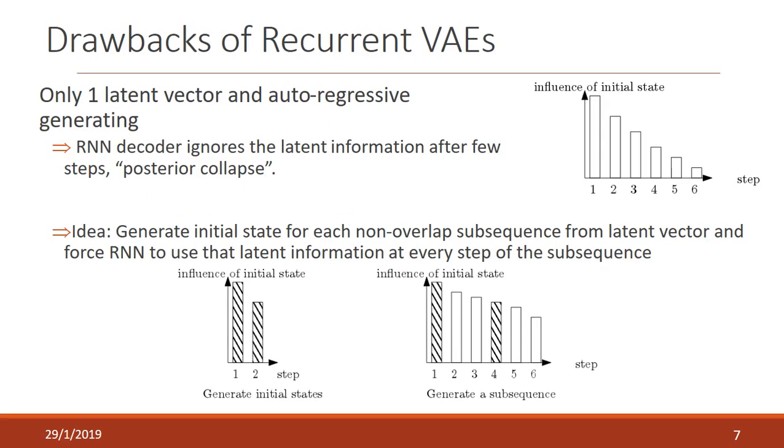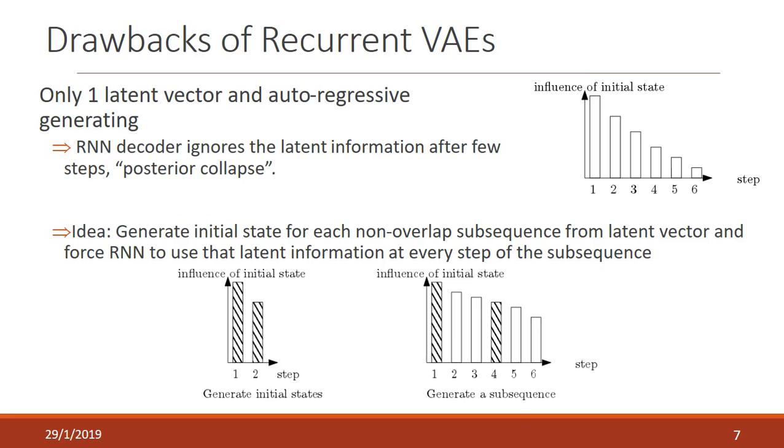Simple recurrent VAEs have a critical drawback. Only one latent vector is used for auto-regressive generating. RNNs often ignore the latent information after a few steps because RNNs use the learned information from previous steps. As you can see in the figure, the influence of the initial state may vanish after very few steps.